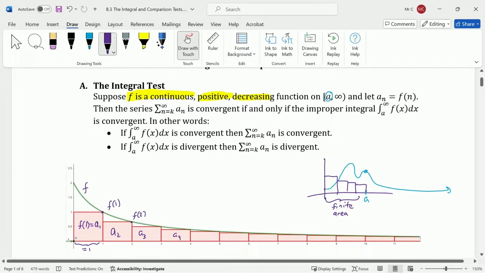So as long as we can find some point where the function is continuous, positive, and decreasing past that point, then I'm totally fine to just take that improper integral from that point onward, and use that to check the convergence or divergence of the series.